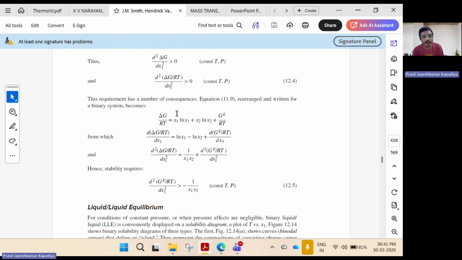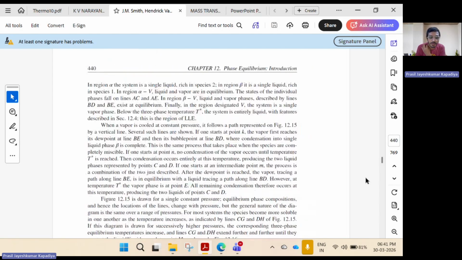So I know that delta G by RT equals x1 ln gamma 1 plus x2 ln gamma 2 plus the remaining G excess by RT term. If I differentiate this with respect to x1, I will have this. We have just checked: ln gamma 1 minus ln x1 minus ln x2 is the term. And we know that for stability, d square of G by RT by dx1 square should be greater than minus 1 upon x1 x2. This is for two phase composition. Okay, I forgot to cover this first.